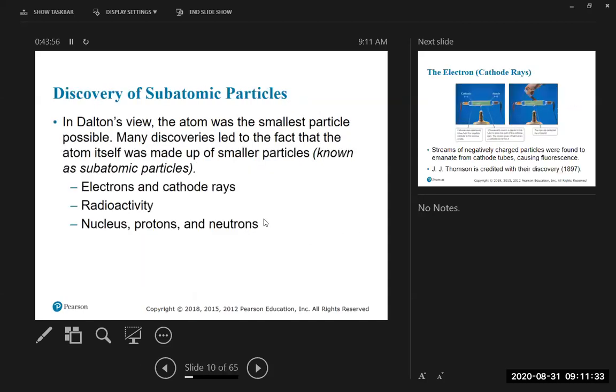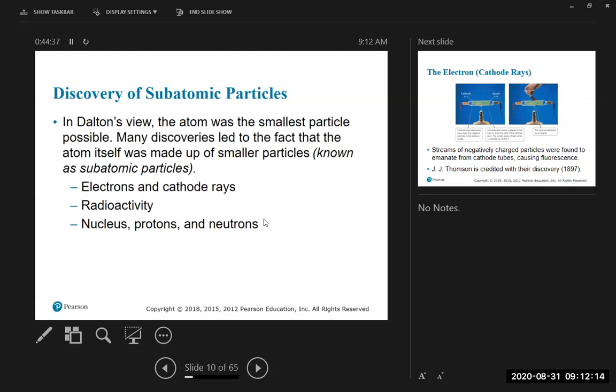So, not bad, okay? Dalton's attempt to explain atomic theory, to explain atoms, was pretty good. Except there was one major flaw in his thinking: he thought that the atom was the smallest particle possible. Well, as we know now, that's not exactly correct. The atom itself is actually made up of even smaller particles, and this is where we're talking about protons, neutrons, electrons, things like that.